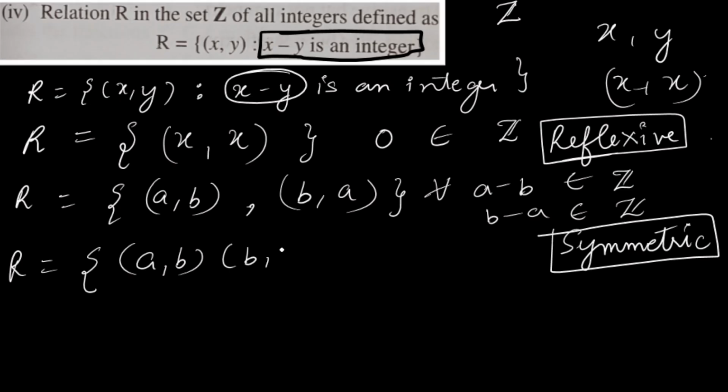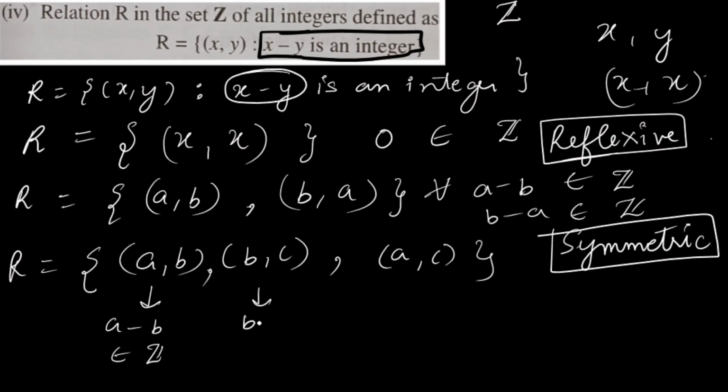Now let's check transitivity. It will be satisfied, because if I have (a, b) and (b, c), then definitely (a, c) will be satisfied. From here we know a minus b is an integer. From here we know b minus c is also an integer. And a minus c, because a is an integer and c is an integer, will also belong to the integers, because the difference of two integers is also an integer. So this will be transitive.